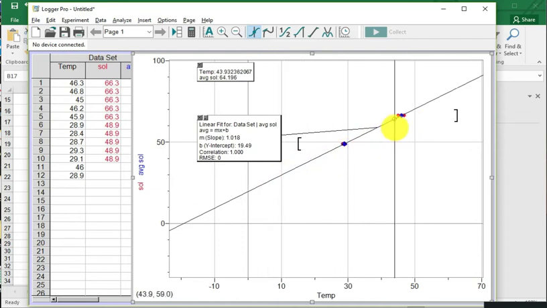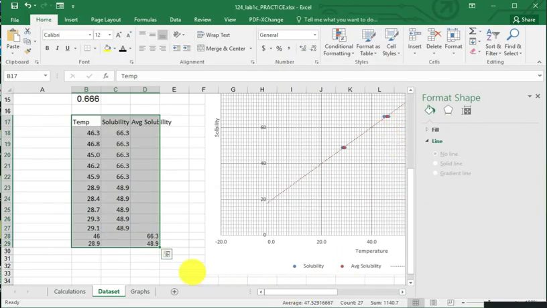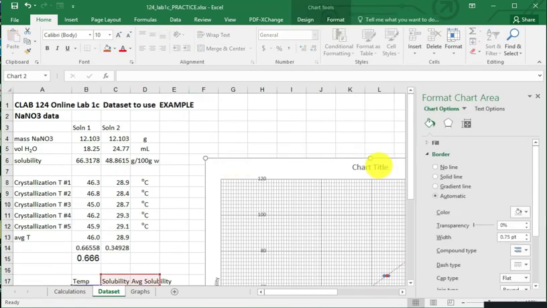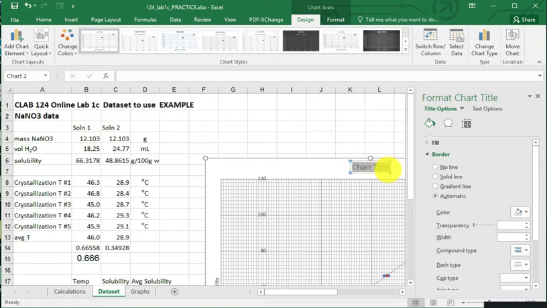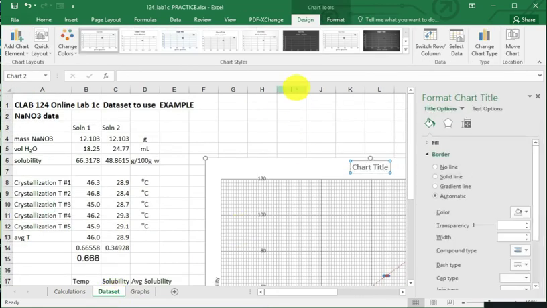All right, let's go back to our spreadsheet and look at what else is being asked. So here I've made the graph. Your instructor will tell you if they want this in a separate file, or if it can be in this file, or whether they want it to be on this particular tab that says graphs. That will be up to your instructor. I guess I should put a solubility graph for NaNO3.